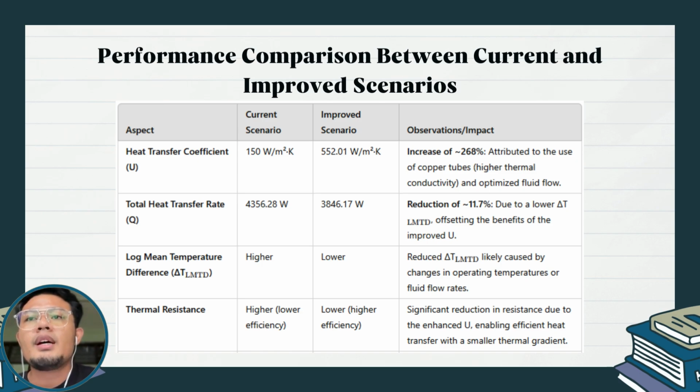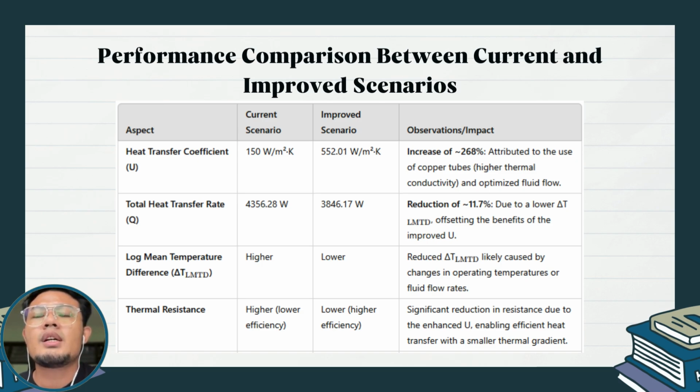Okay, the third one is the log mean temperature difference, LMTD. The current scenario is higher and the improved scenario is lower. The reduced LMTD is caused by changes in operating temperature or fluid flow rates.